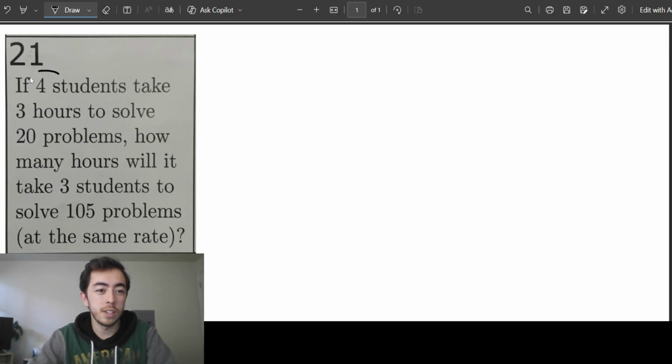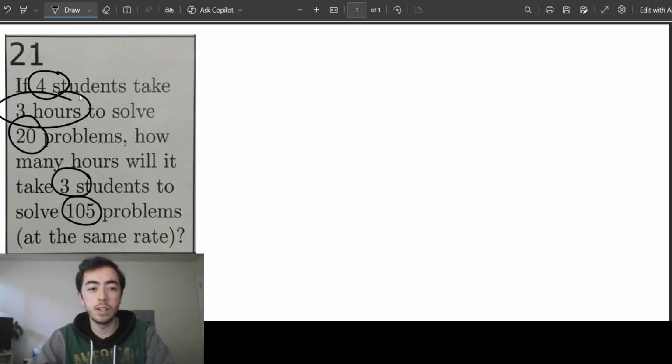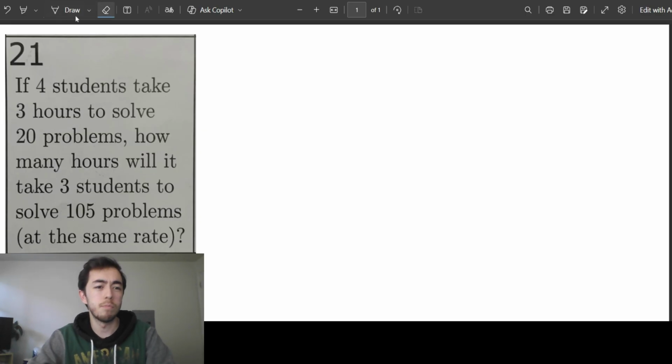Okay, so just like some number sense, it looks like we have fewer students, so it should take longer. And we also have way more problems, so it should take way more than just 3 hours. So far it does make sense to me why the answer would be around 21, just because that is pretty big compared to just 3.